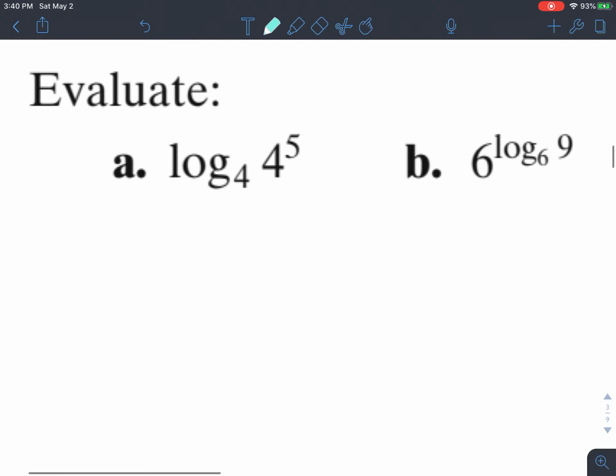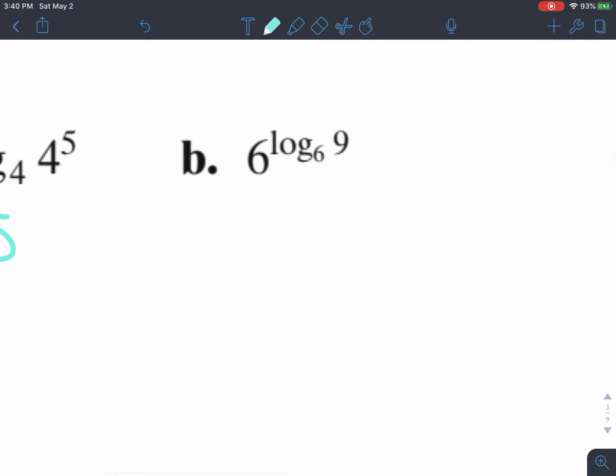Okay, so let's look here. If this matches this, then the answer is just 5. Okay, these 4s don't really matter. They could be 492. It doesn't matter. As long as these match, the answer will just be the exponent. And if this base matches this base, then the answer is just 9.